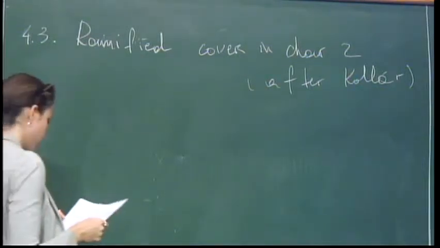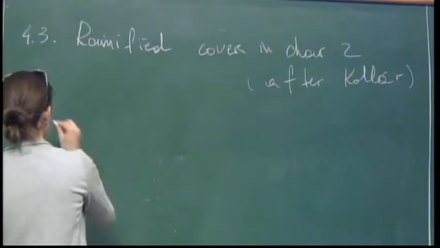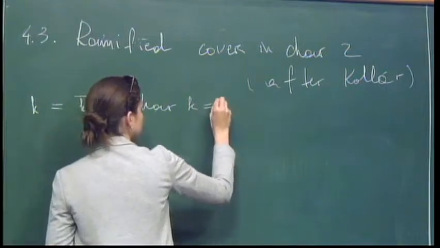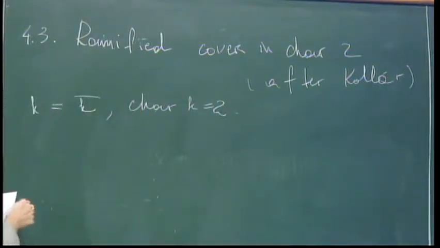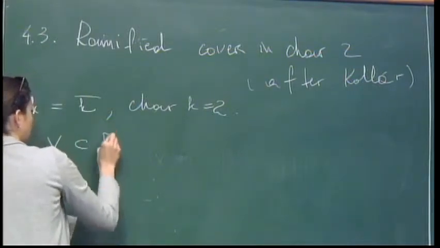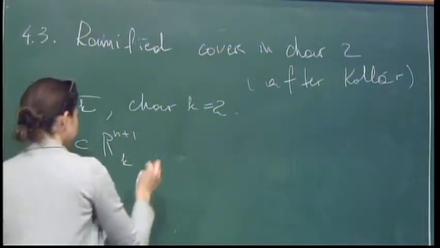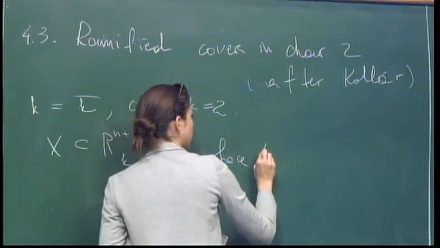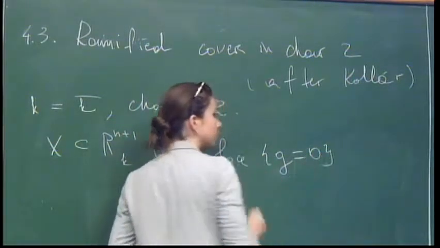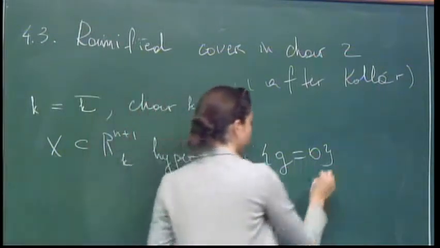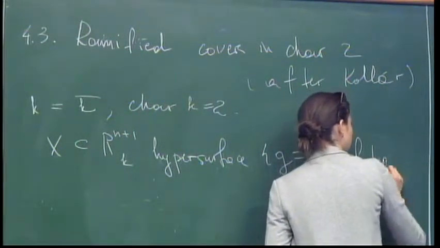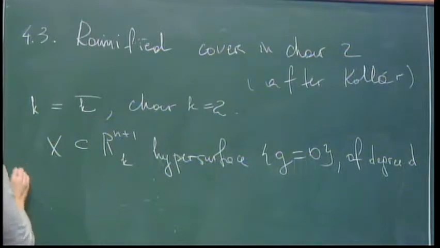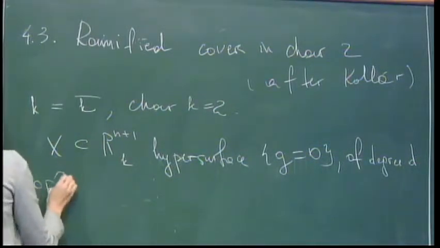So what you consider is the following thing. We consider K, just to simplify, an algebraically closed field of characteristic 2. Then consider a hypersurface over K, the one defined by the equation F equals 0 of degree d. Then the proposition is as follows. So proposition 8.